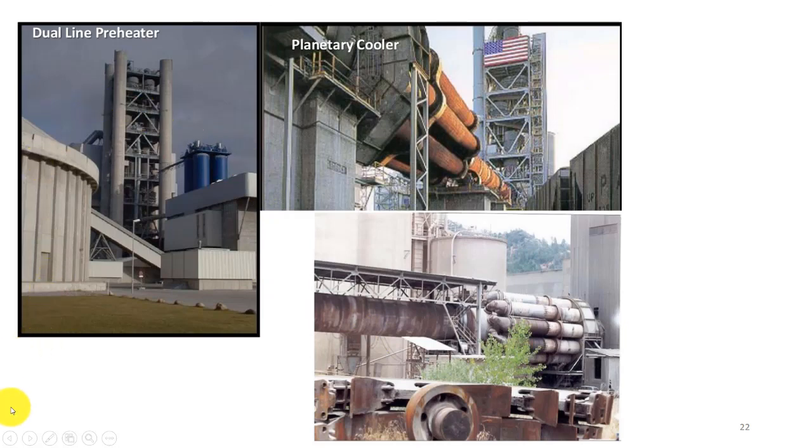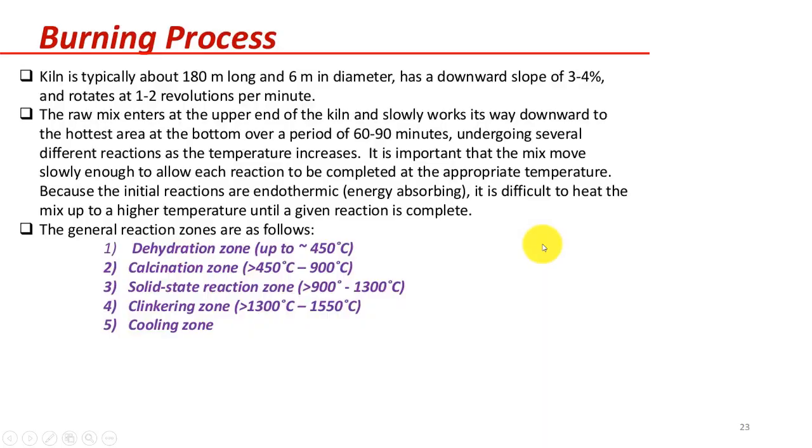So these are the example of kilns. This is what I have explained: dehydration zone, calcination, solid state reaction, clinkering zone, and the cooling zone. You must keep in mind that I have also already mentioned that the kiln is at an inclined angle, with a gradient of 3 to 4%. It has a diameter of 6 meters and is rotary.